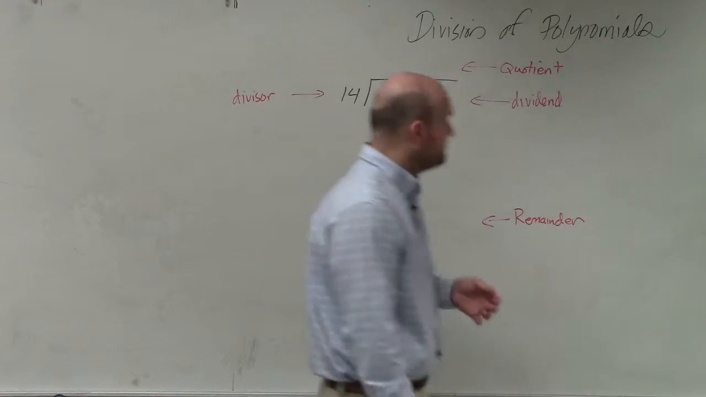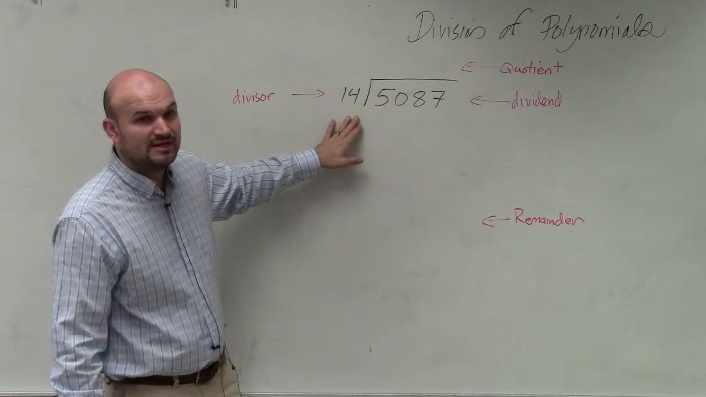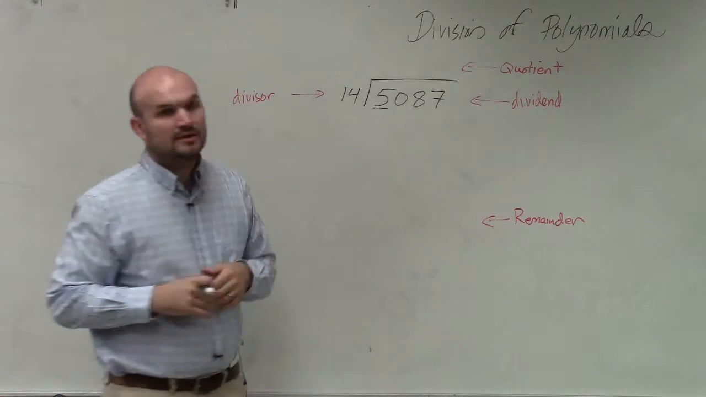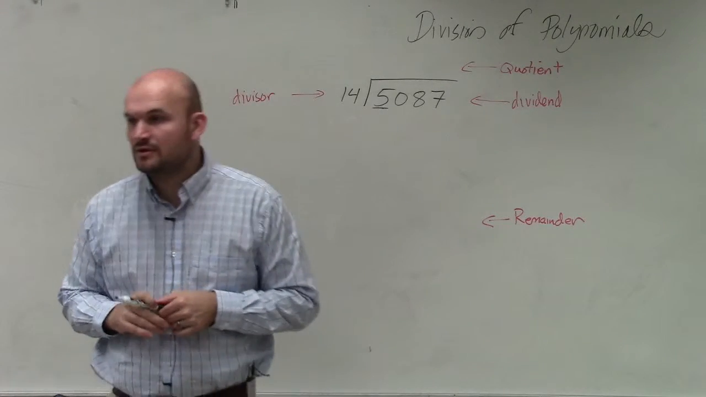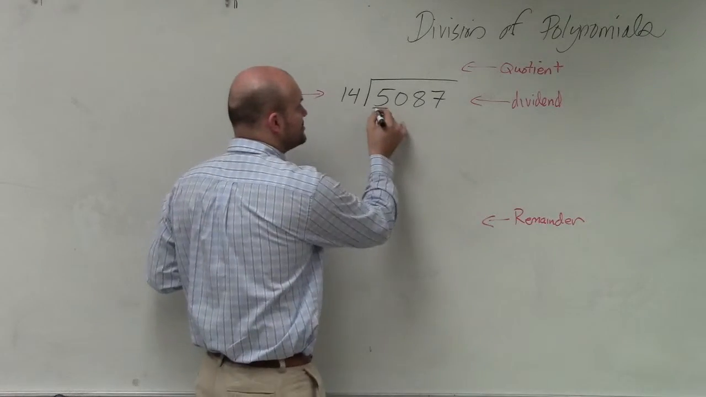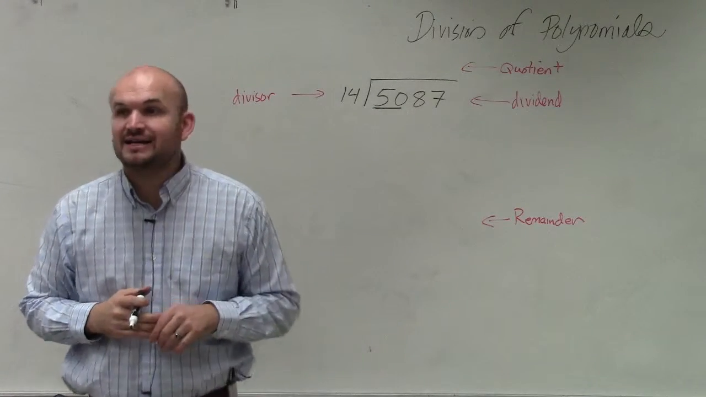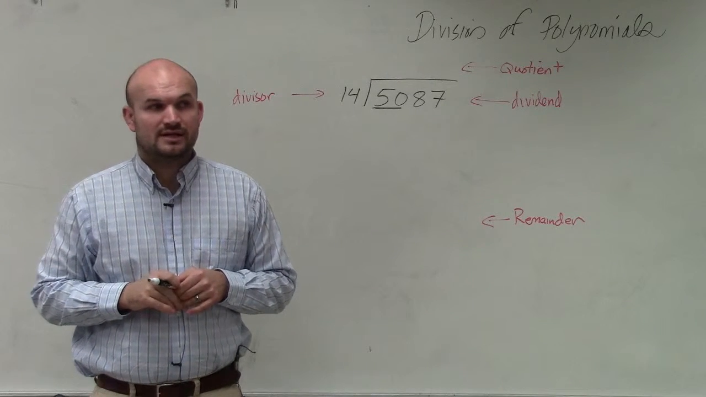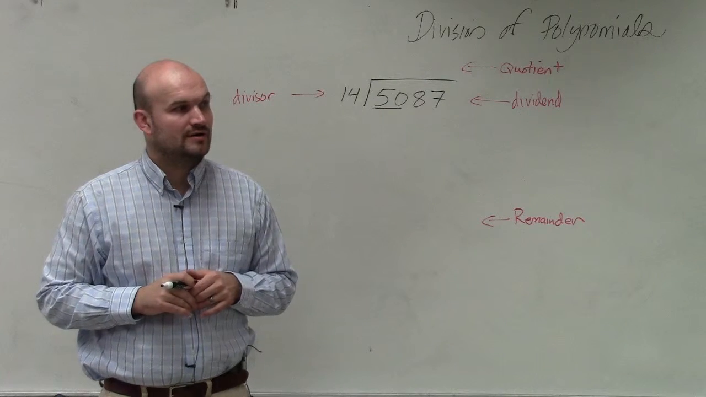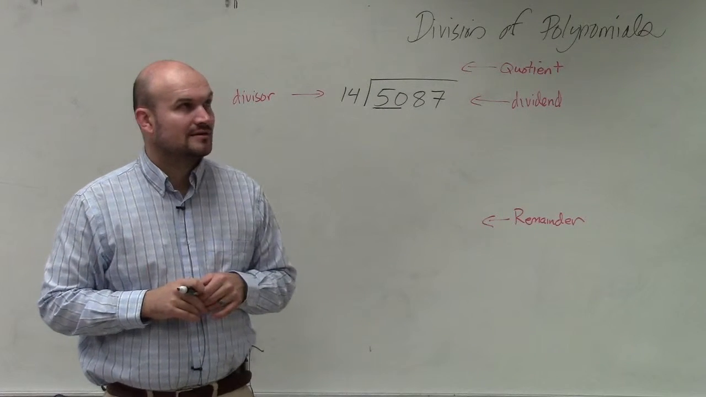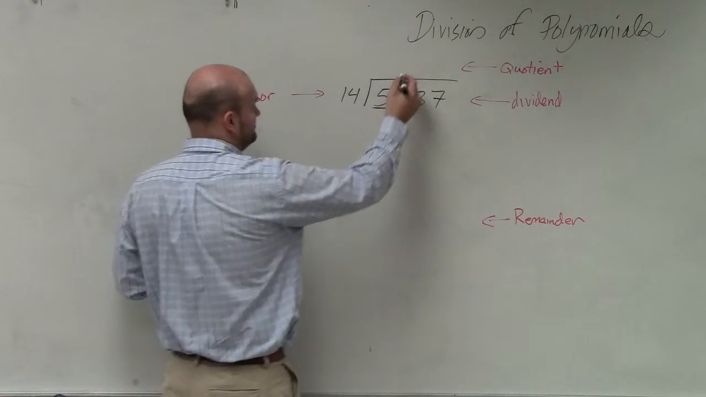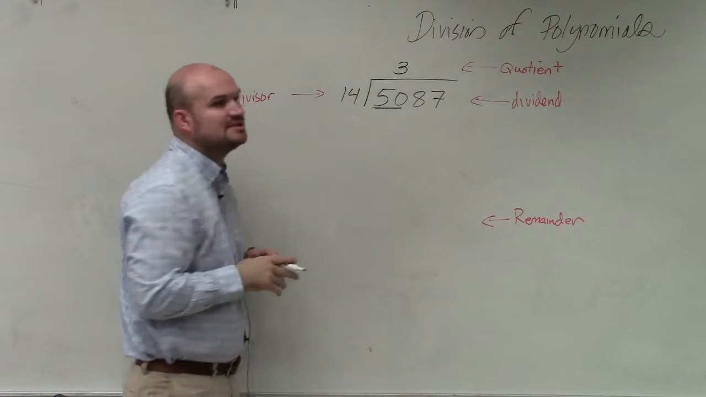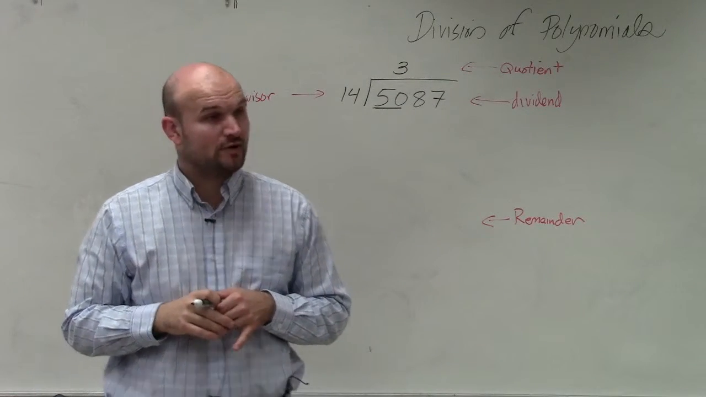So long division, doesn't matter if your divisor is 1 digit or 2 digits. Basically, what you first try to do is see if you can divide into just the first number. Does 14 divide into 5? No. So therefore, I attach the next digit. Does 14 divide into 50? Yes. How many times does it divide into 50? 14, 28, 42. 3 times. So you put how many times it divides up there, in a part of your quotient.